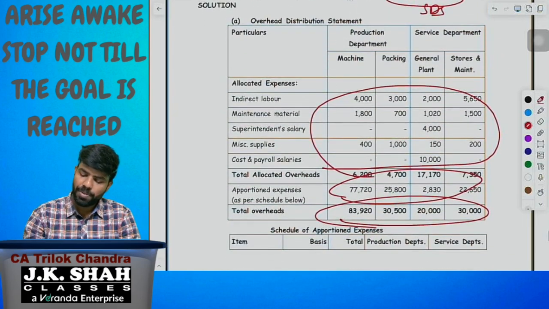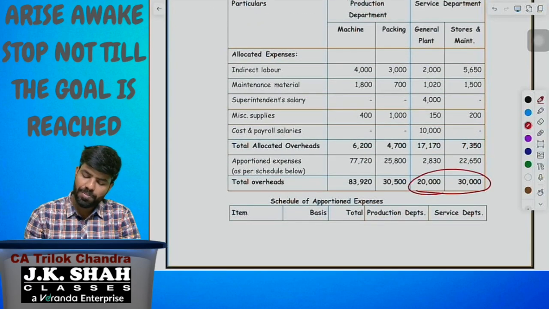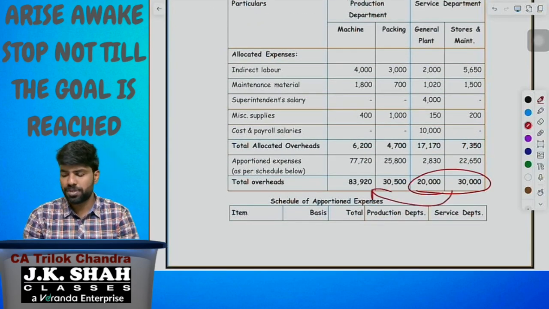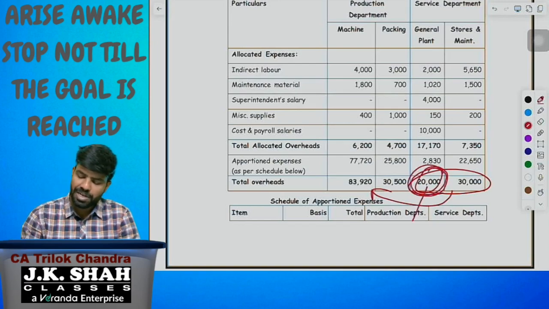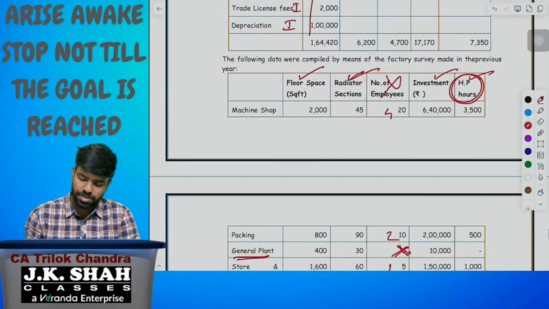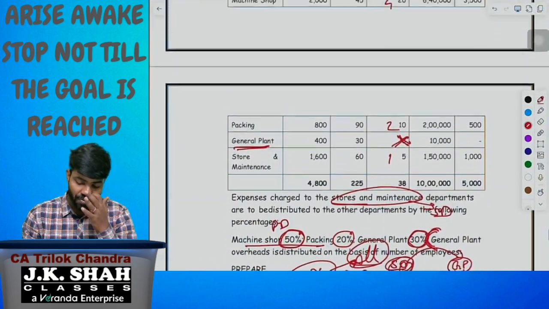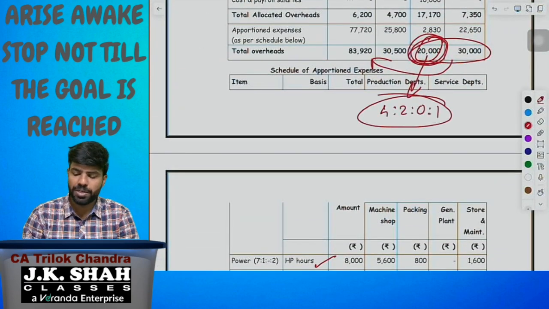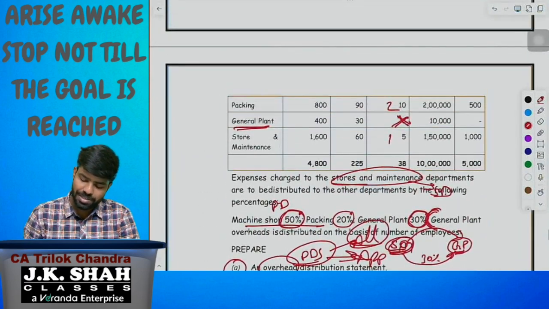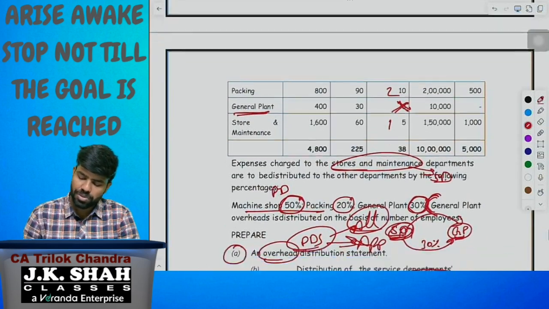Now the point is, these two are service departments. Now we need to apportion back to the production departments. 20,000 and 30,000 should be apportioned back to the production departments. How to apportion to production departments? As I told you, for general plant, they have given in the question the number of employees. As we discussed, 4 is to 2 is to 0 is to 1. This is the proportion. When it comes to stores and maintenance, they have given the percentage. What is the percentage? 50, 20, 30, 0. We can take it as 5 is to 2 is to 3 is to 0.